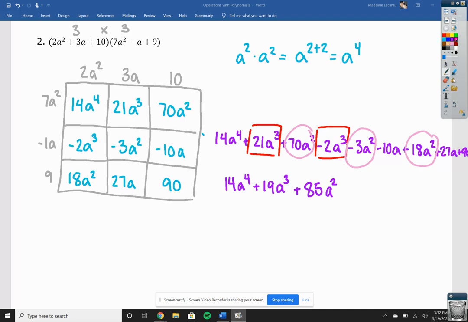Next up, we just have the a's. So I have negative 10a and 27a. So negative 10 plus 27 is 17. So plus 17a. And last, we have this 90, doesn't have a like term, so I'm just going to put plus 90. And this right here will be our final answer.